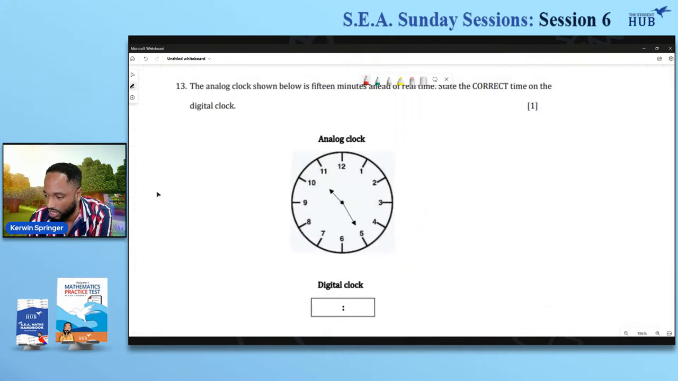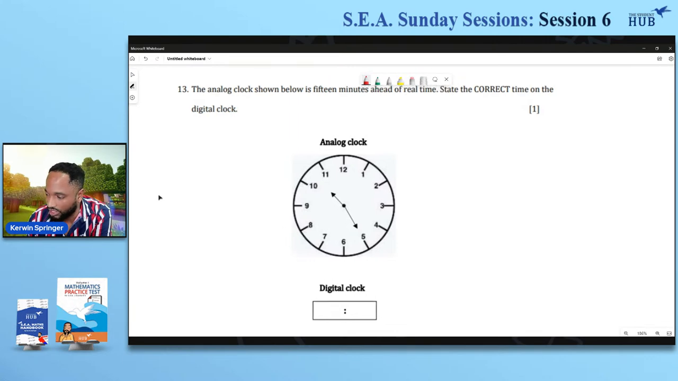All right, so the analog clock shown below is 15 minutes ahead of real time. Say the correct time on the digital clock. Right now, this time is past 10, so it's something past 10. How much is it? 25 past 10, 5 is 25. It's 10:25, but that's not the real time because this is 15 minutes ahead.